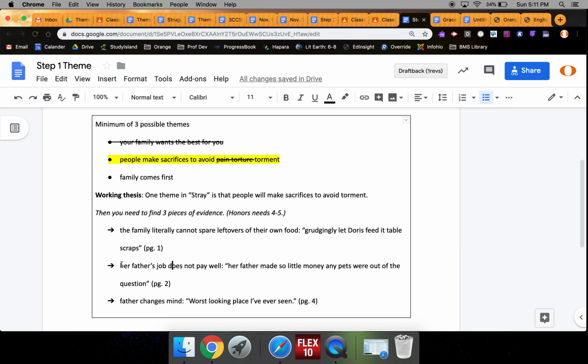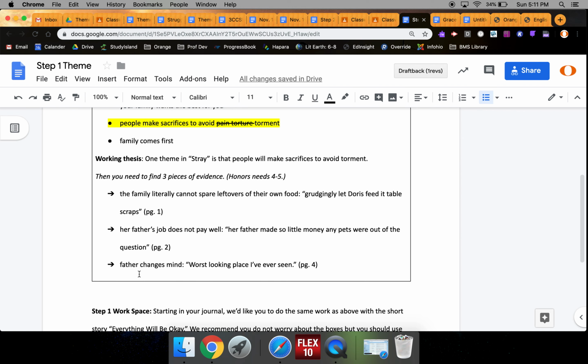Secondly, I thought about another scene where her father's job does not pay well, wrote down my idea, then I went into the story and I found the piece of text that showed that. And I copied it down. Her father made so little money, any pets were out of the question. Page 2. Then I thought about when the change came, and the father changes his mind, and I went and looked for the evidence, and I found it the worst looking place I'd ever seen on page 4. So now I have 3 pieces of evidence to support this thesis I created up here.